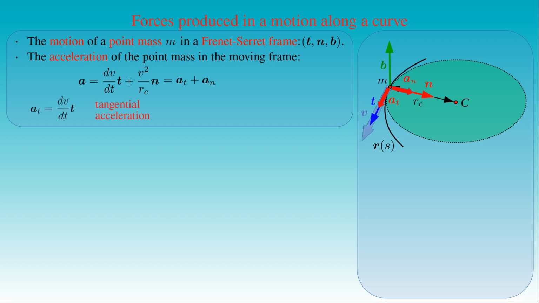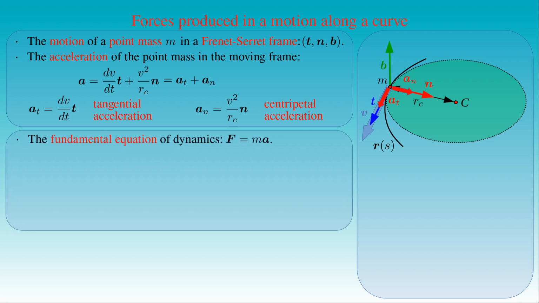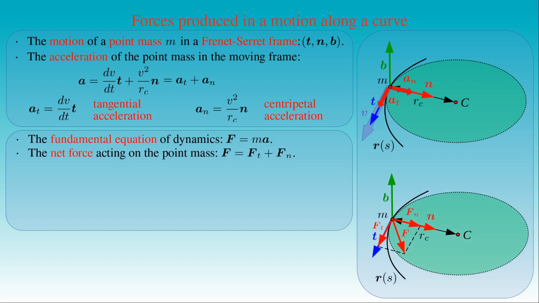The tangential component of the acceleration is directly proportional to the derivative of the speed v of the body with respect to the time, whereas its normal component, that is the centripetal acceleration of the body, is directly proportional to the ratio of the square of the speed v to the curvature radius rc. If we apply the fundamental equation of dynamics stating that the net force F acting on a body is equal to the mass m of the body times its acceleration a, we can write the net force F as the vector sum of its tangential and normal components. We call these components tangential force and centripetal force, respectively.